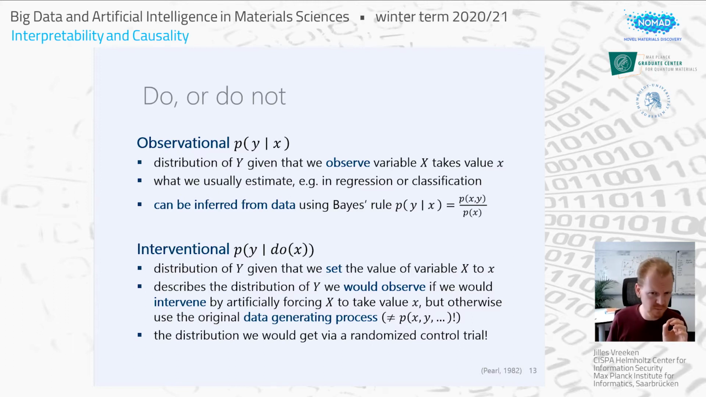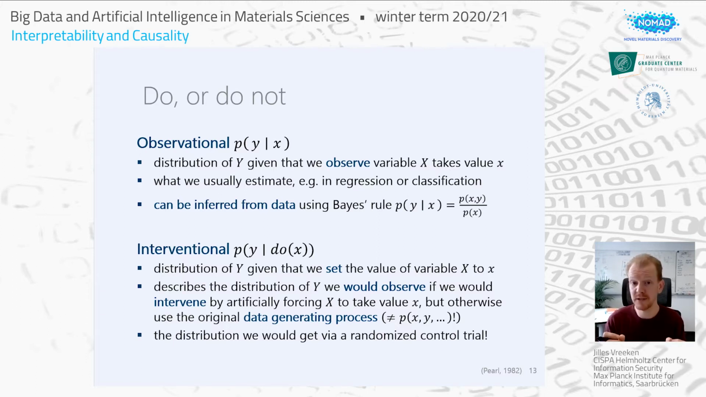So this is a very subtle but very fundamental difference between a conditional distribution, as you know, and an interventional one. It's really like taking the action, not just passively observing, but really forcing this and then seeing what happens. So it's the distribution of Y if we intervene by artificially forcing X to take a certain value, and then how it plays out.